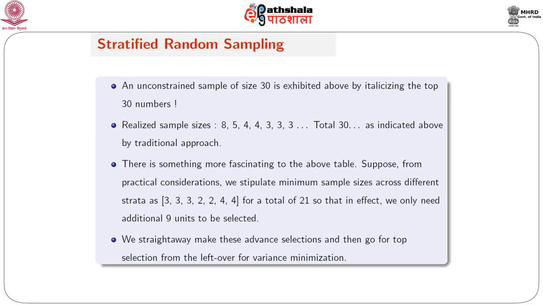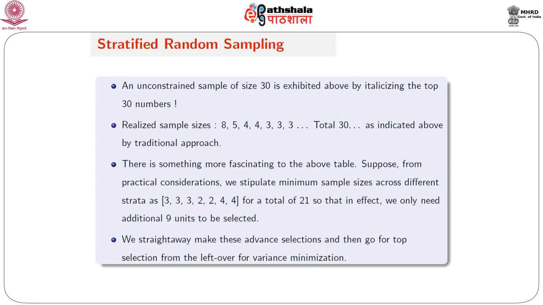Suppose from practical considerations, we stipulate minimum sample sizes across different strata. In the first stratum I have to have 3, next one I have to have 3, and so on. These are the minimum sample sizes in different strata. That gives a total of 21. So in effect, we only need an additional 9 units to be selected. If this is the constraint given to us, we straight away make these advanced selections in the table and then go for top selection from the leftover for variance computation.